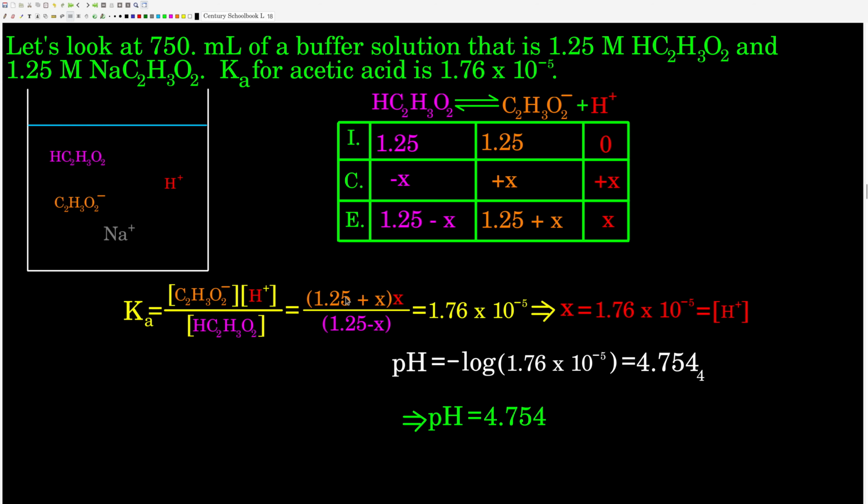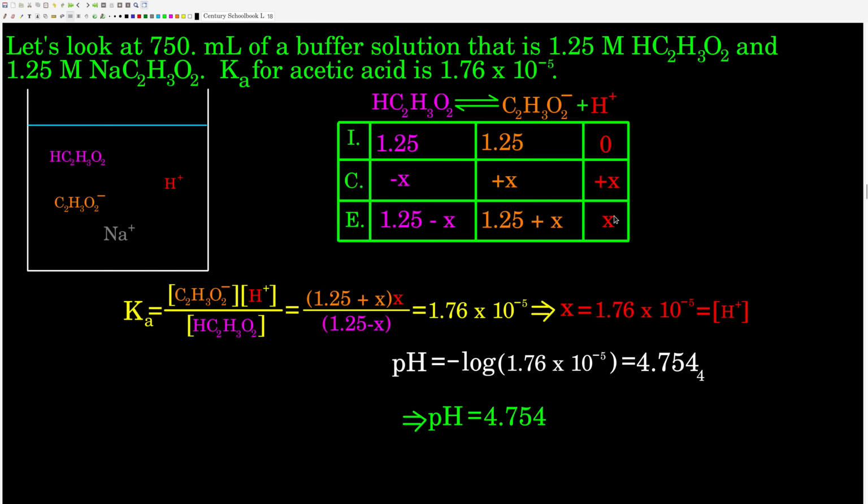Now, if we neglect x compared to 1.25, this is really nice. It becomes real easy to solve because if this x here and this x here are neglected, the 1.25s end up canceling each other out, and we get x equals 1.76 times 10 to the minus 5, which we don't even have to do any algebra to solve for. And so first of all, was that a good assumption? Absolutely. 1.76 times 10 to the minus 5 is definitely a lot less than 5% of 1.25, a lot less. So it's a good assumption.